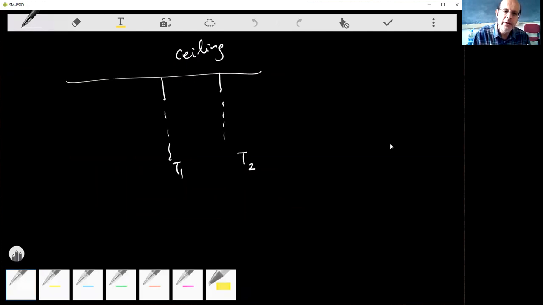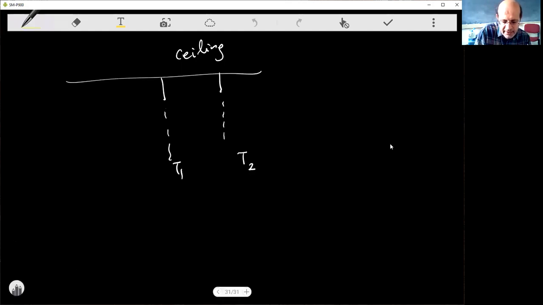I mean, you can compute the force applied on the ceiling, or you can compute the force applied by the ceiling on the lower object. So since I have said that what's the force applied by the ceiling, so we have like T1 on that string and T2 on that string. So these are the forces applied by the ceiling.